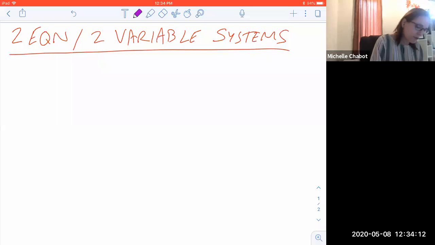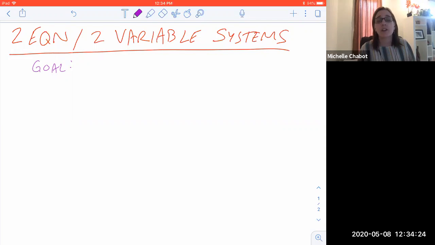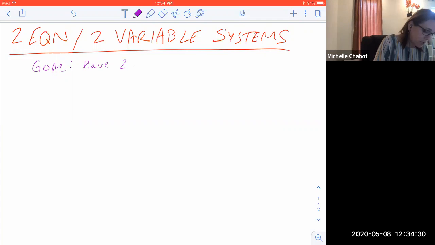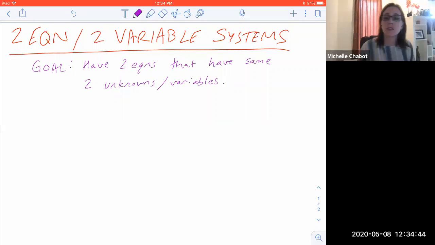So again, for these 2 equation, 2 variable systems, we have the simple goal that we want to have 2 different equations that have the same 2 unknowns. So we want to end up with 2 equations that have the same 2 unknowns. The unknowns are sometimes also called the variables of the system. So 2 equations, 2 variables, sometimes 2 equations, 2 unknowns, whichever one you're more comfortable with. But the idea is that it is a system of equations.